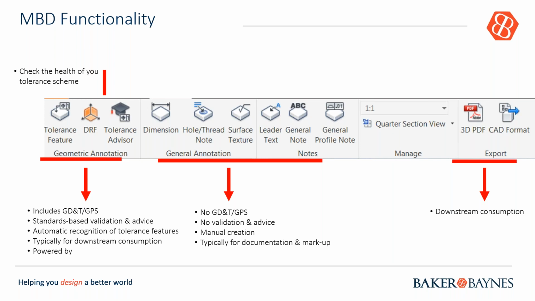If you look at the general annotation and the note side of it, this is very similar to how you would add in your notes. You've got functions and tools like dimensions, hole and thread notes, and surface textures that you can use, as well as the general notes tab that you could work with in the drawing environment. So what you would do is add it into the model environment and use that downstream.